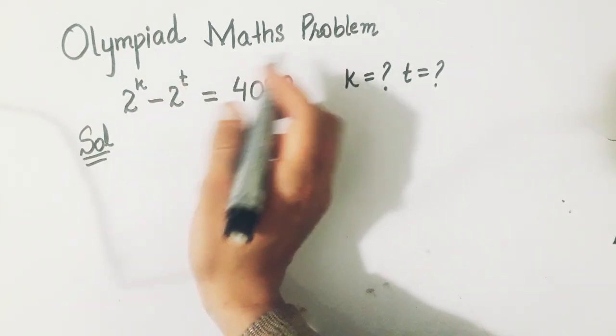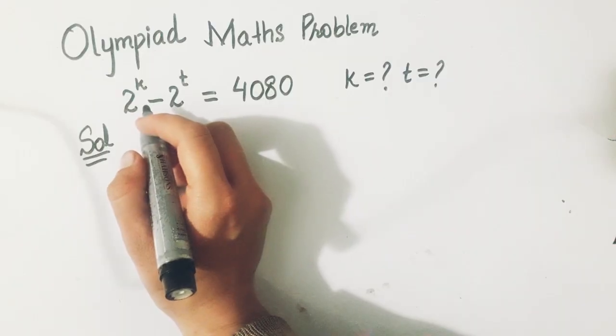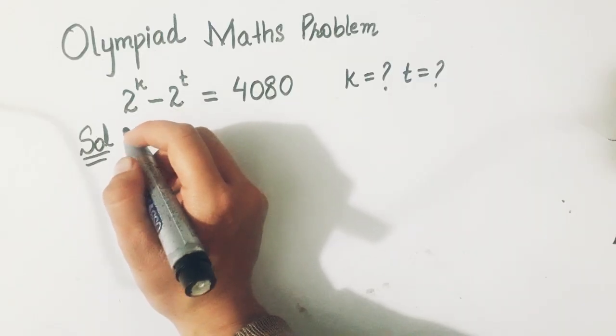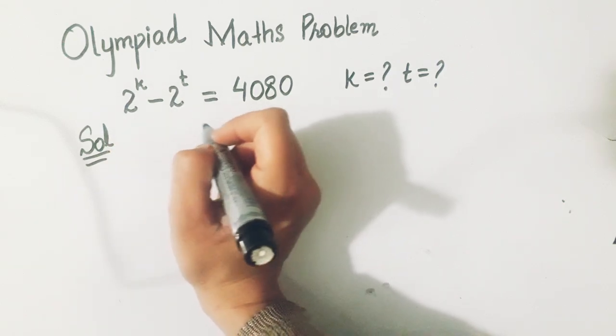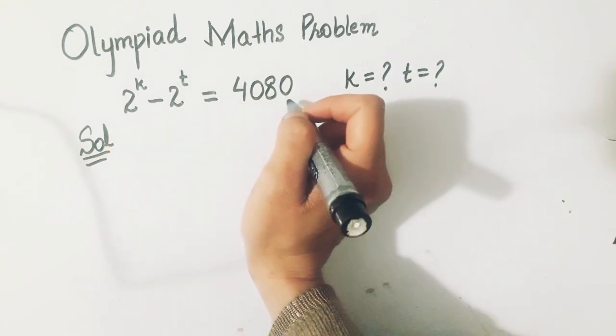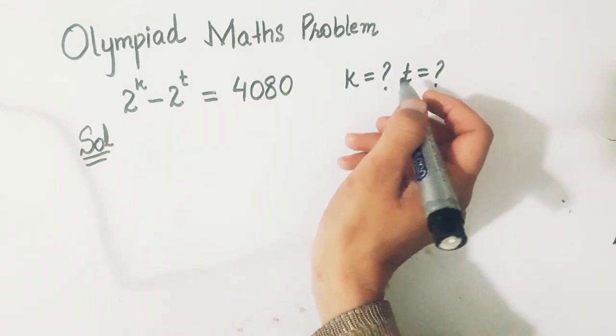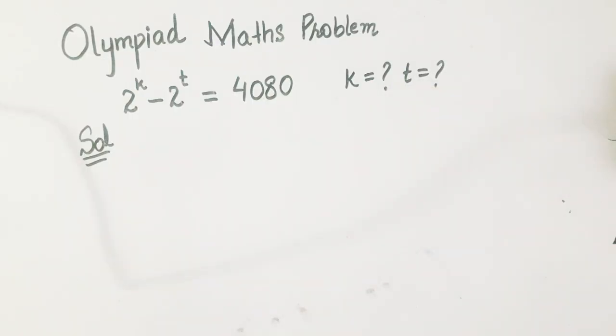So today's Olympiad math problem looks tricky, but when I solve this, it will become easy and simple. The problem is 2 raised to power k minus 2 raised to power t equals 4080. You have to find the value of k and t. So how will we start solving this question?